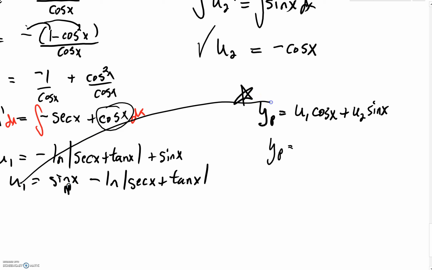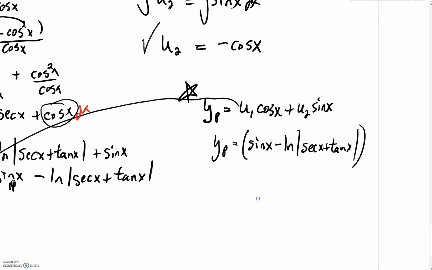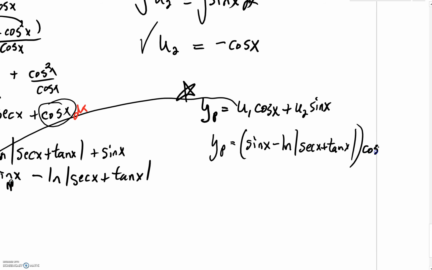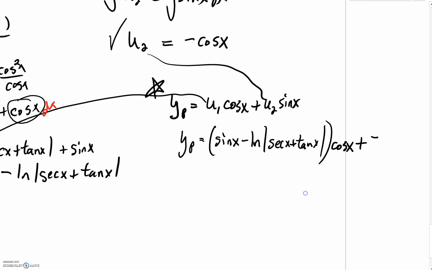U sub 1, you can see that's right here. It's sine of x minus the natural log of the absolute value of secant of x plus tangent of x, and we're going to multiply that by cosine of x. Plus, well, u sub 2 is actually negative cosine of x, sine of x. And we're going to distribute right here.